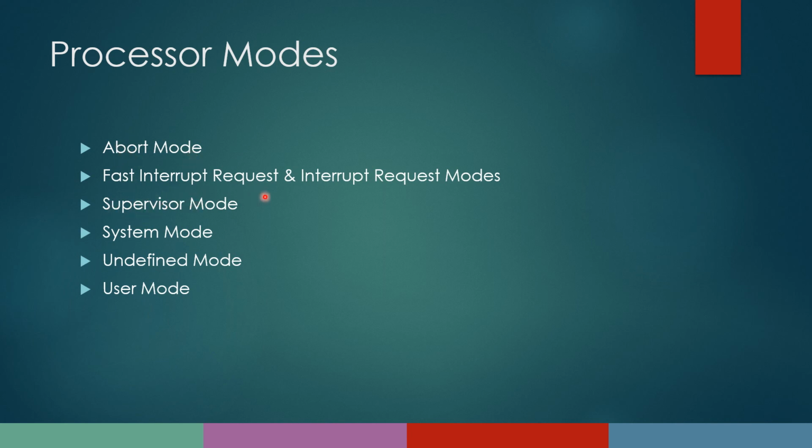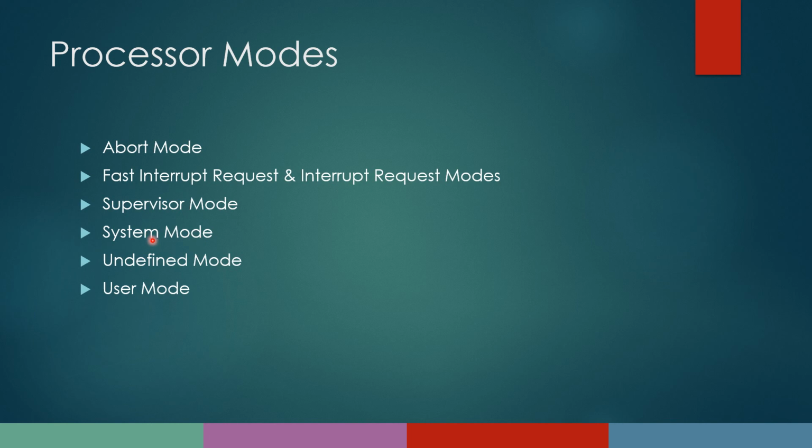Fast interrupt request and interrupt request mode. This occurs corresponding to the 2 interrupt levels available on the ARM processor. So if there are 2 interrupt levels occurring on the ARM processor, then this type of mode occurs. Then supervisor mode is the mode the processor is in after reset, and is generally the mode that an operating system operates in. So generally this is the mode in which the operating system works, that is, after some reset has occurred, it is in supervisor mode.